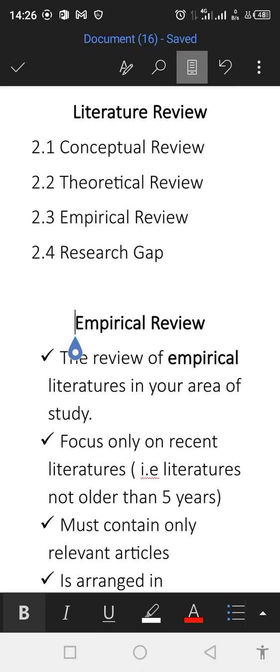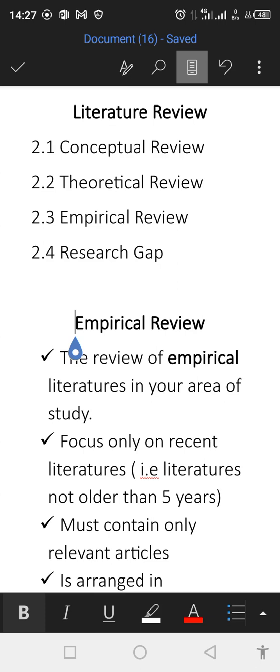And you cannot do your empirical review without first understanding the topic, the objective, the method used, and the findings. So that's a very good way to start your literature review before you now move to other aspects, which is your conceptual review. Okay, before I start discussing the empirical review, let me quickly tell you a quick rundown about what this is all about.